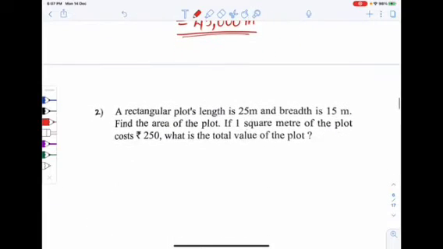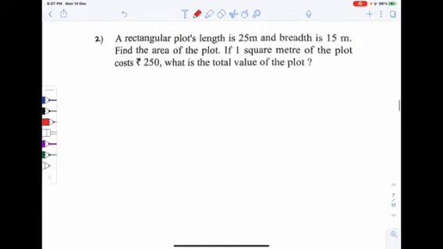Now for the next problem. A rectangular plot's length is 25 meters and breadth is 15 meters. Find the area of the plot. If 1 square meter of the plot costs rupees 250, what is the total value of the plot? Now for the given, what is it that is given here? Given becomes the first step. So length is equal to 25 meters and breadth is equal to 15 meters.